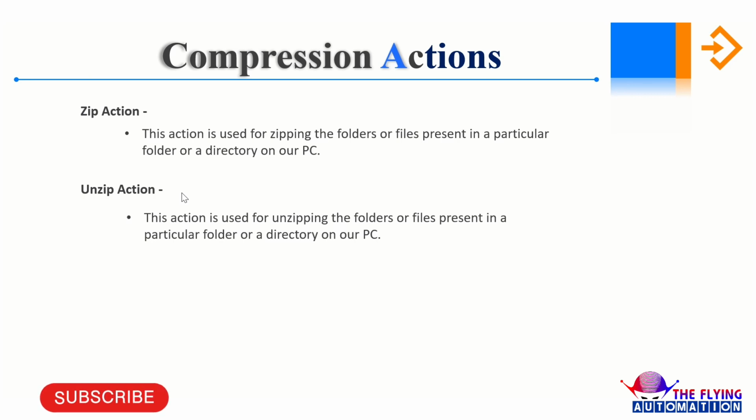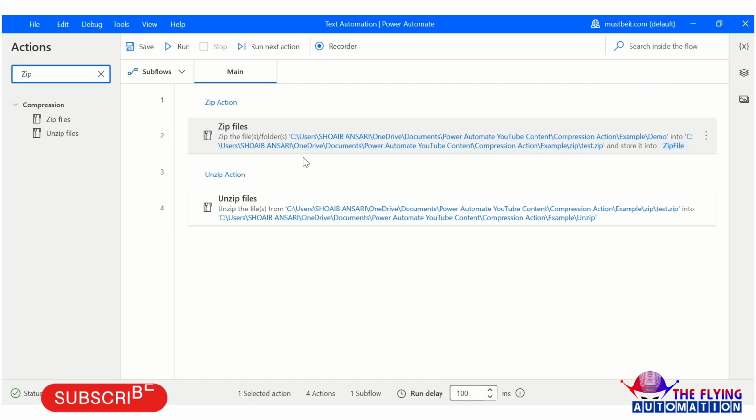and after this we will create a flow with the help of the zip action and the unzip action so that we could understand where we can use them practically. Let's understand the parameters of both actions one by one. So our first action is Zip files.